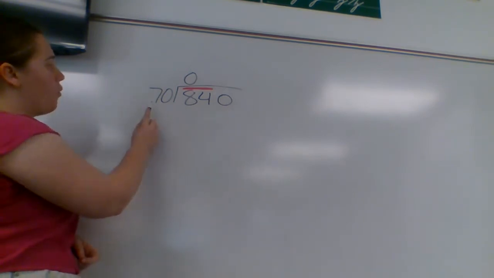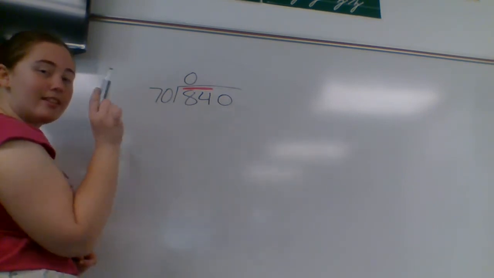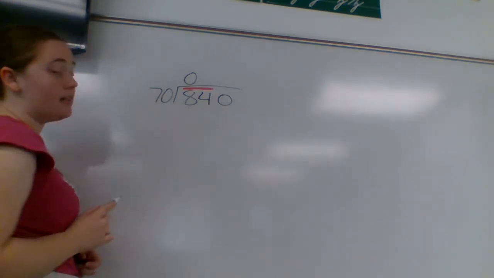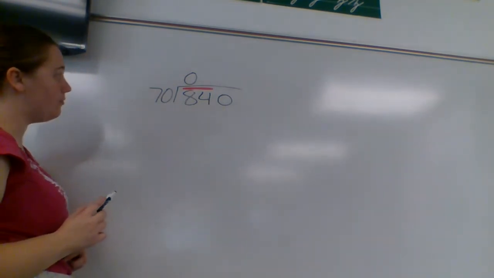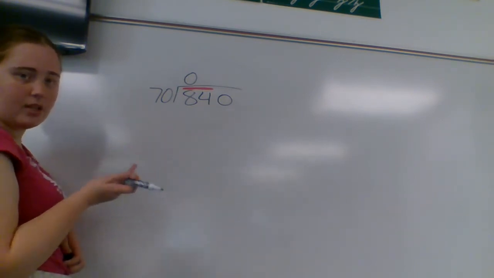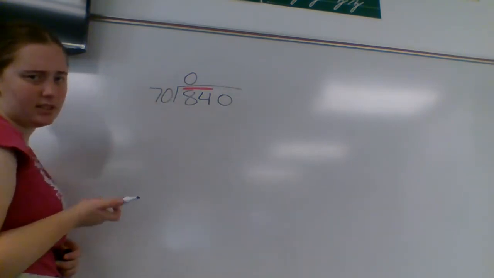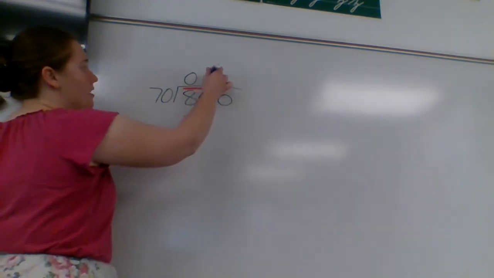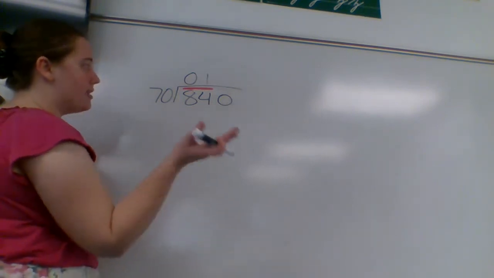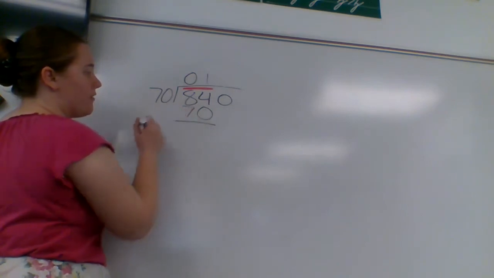Well, let's look at the tens place of the 70, which is 7, and the tens place of the 84, which is 8. And I know that 7 will go into 8 one time, so I can probably guess that 70 will go into 84 probably one time. So I'll put a 1 above the 84. 1 times 70, well, I know that right off the top of my head. 1 times anything is itself. So I'm going to put 70 right there because 1 times 70 is 70.